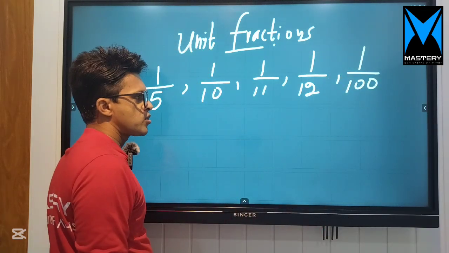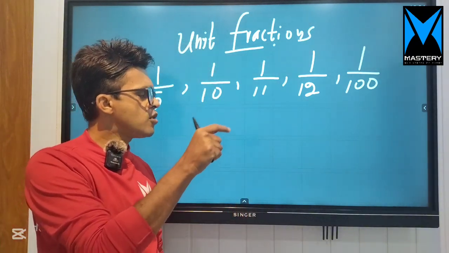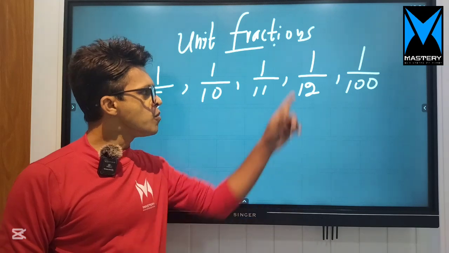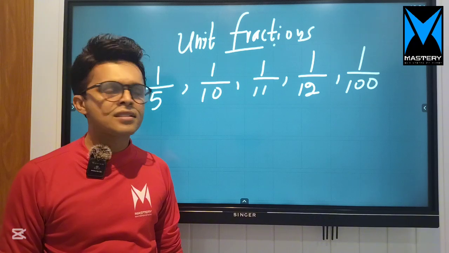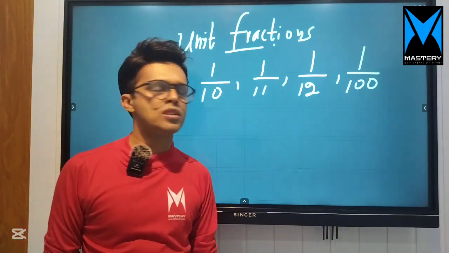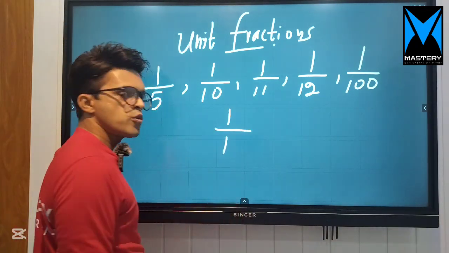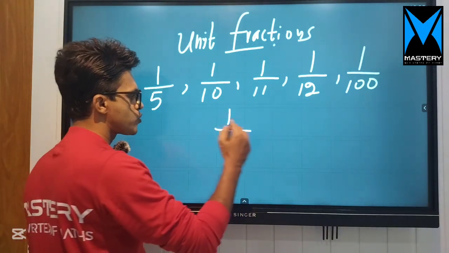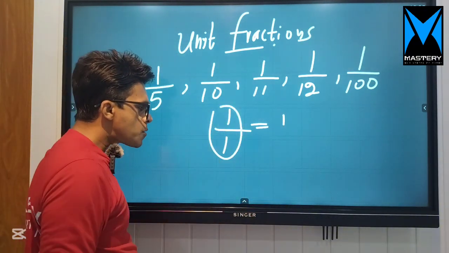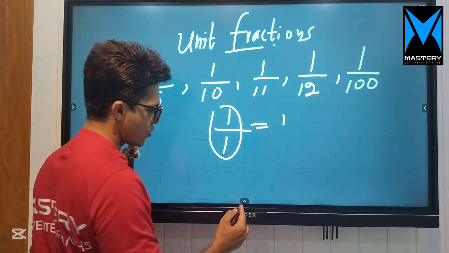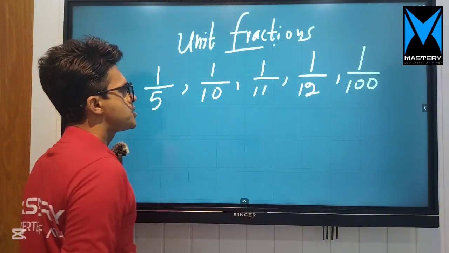So if you see a fraction whose numerator is 1, that type of fraction we name in maths a unit fraction. These are unit fractions. Can we identify this one as a unit fraction? No. This is 1 over 1, which is 1. This is not a fraction, so it cannot be identified as a unit fraction.